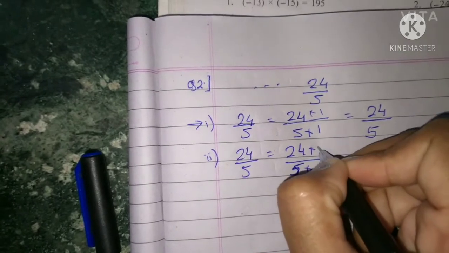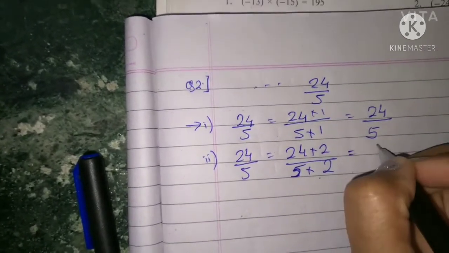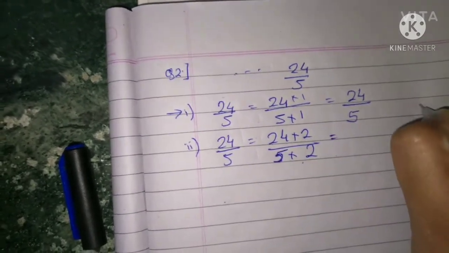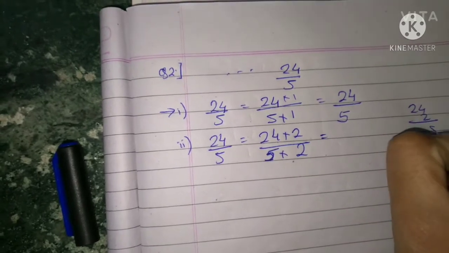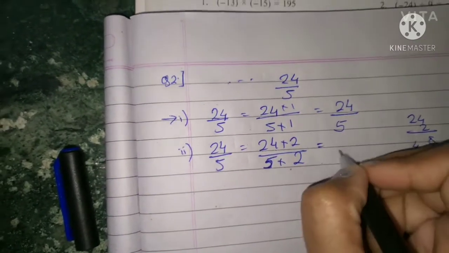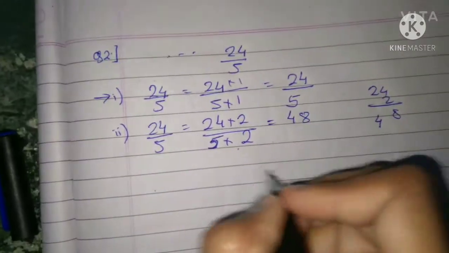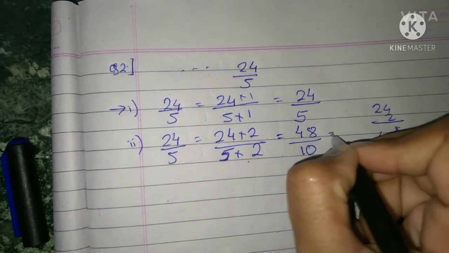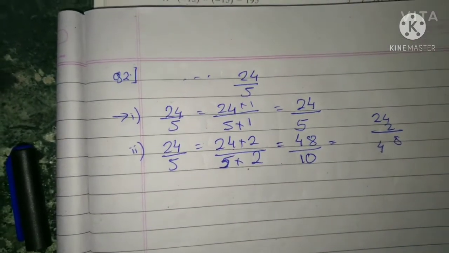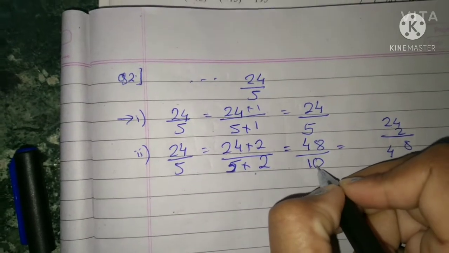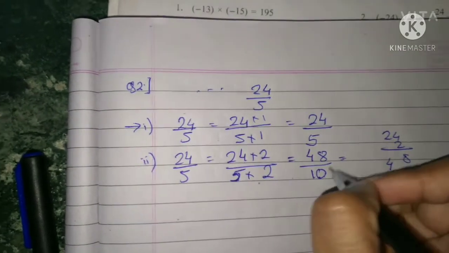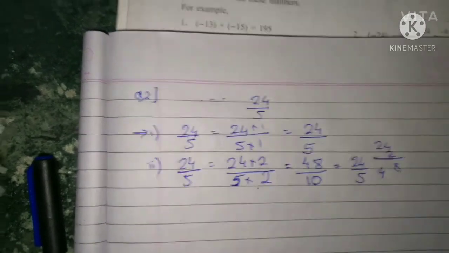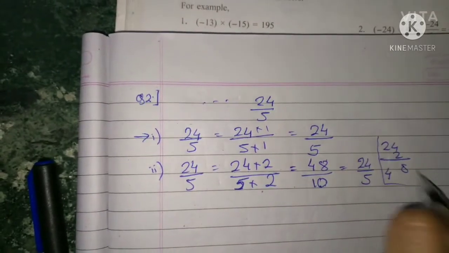Okay, 24 into 2, 4 2s are 8, 2 2s are 4, 48. 5 2s are 10. So after it, we will get the fraction form. What will we get? The 2s cancel and we will get 24 upon 5 only. Okay, and this is rough form.